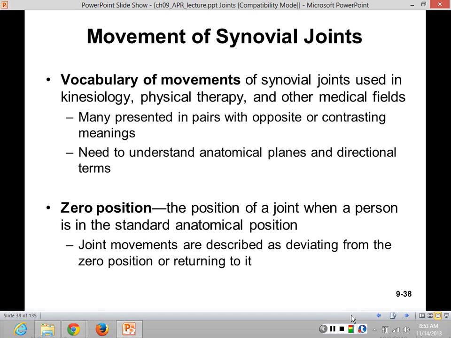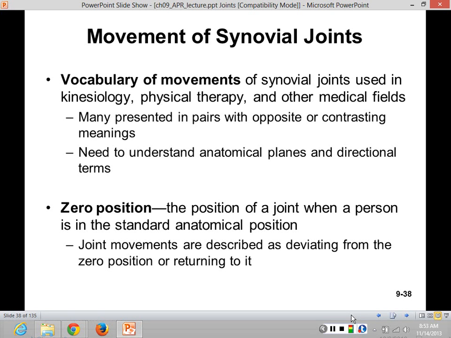Zero position. Okay, guys, the position of a joint when a person is in the standard anatomical position, this is zero. This is not going to be a trick question. Every joint or limb in your body is extended. Your shoulders are extended. The elbow is extended. Your wrists are extended. Your fingers, the hips, your legs. That's called the zero position.